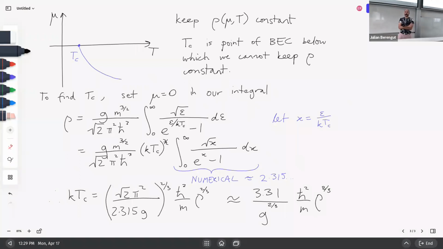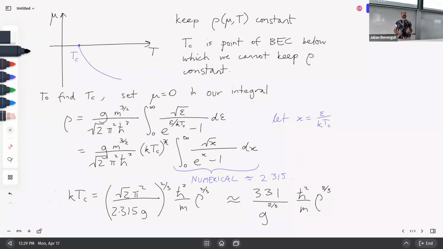Okay. So it gives you a critical temperature as a function of the density, as a function of standard constants. So you have a point at which degeneracy has come in, and we can no longer ignore it. At this point, we can't keep our density constant. The fact that these things are bosons really matters. So what's going on here is that we have again reached some kind of degeneracy temperature.